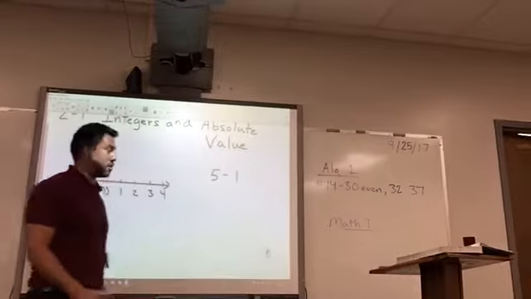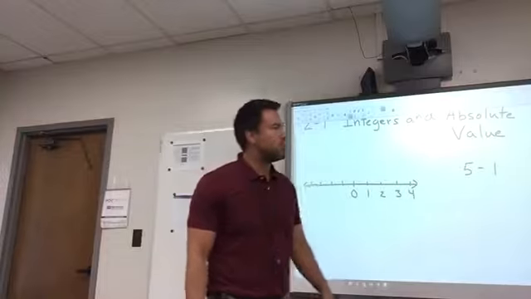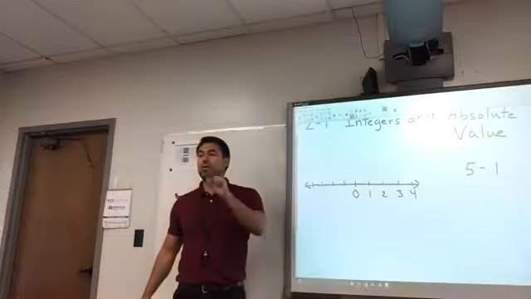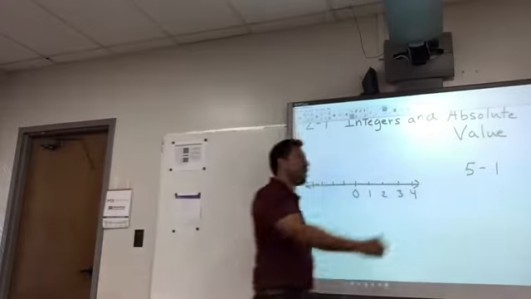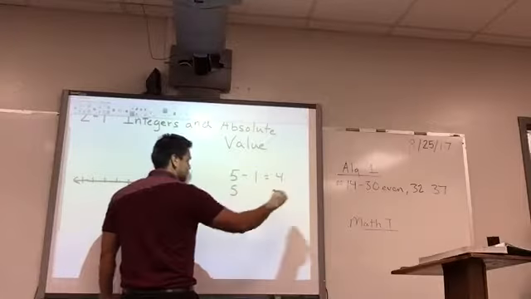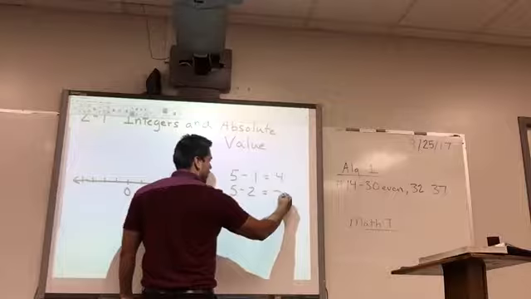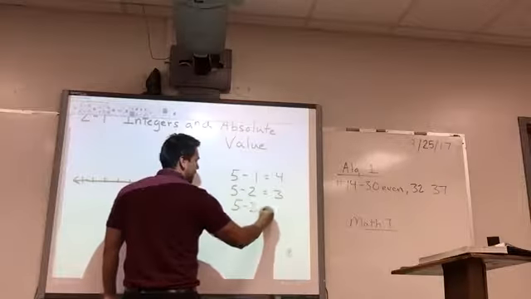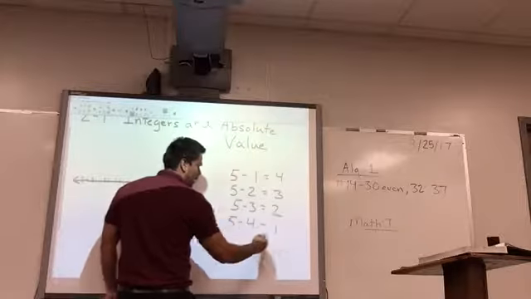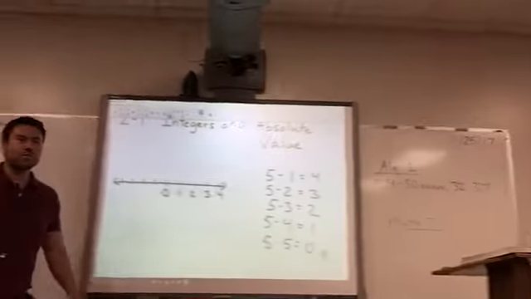Let's just do some subtraction. And we'll do this later in this chapter, and we'll kind of see how addition and subtraction relate. What's 5 minus 1? 4. 5 minus 2? 3. 5 minus 3? 2. 5 minus 4? 1. 5 minus 5? 0. You guys okay with those so far?